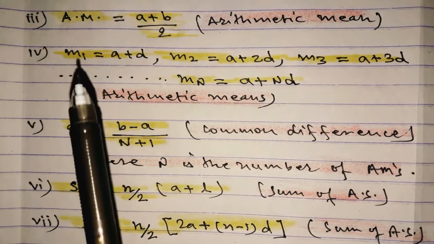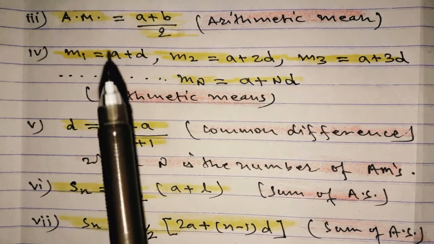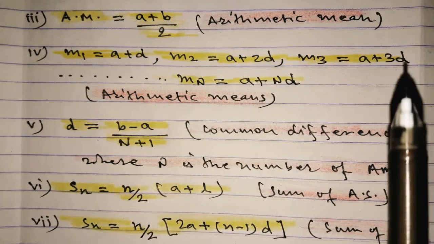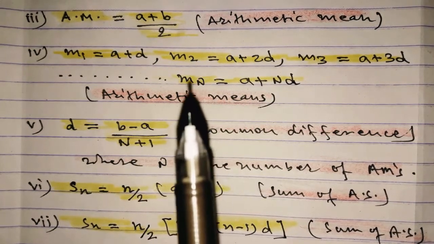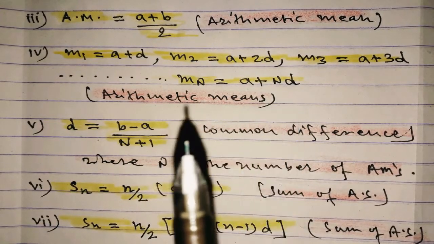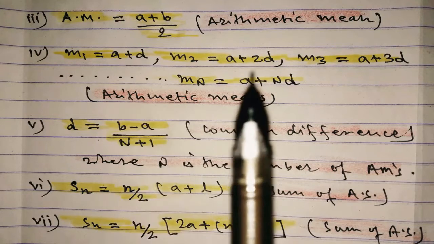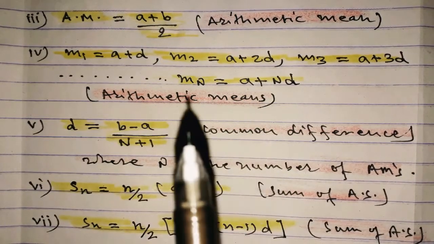So by using the formula, M1 = A + D, where A is the first term and D is the common difference. M1 = A + D, M2 = A + 2D, M3 = A + 3D, and so on. Mn, that means last mean, or nth mean, is equal to A + nD, where n is the number of means. So these are the formulas to find the arithmetic means between any two terms of an arithmetic sequence.